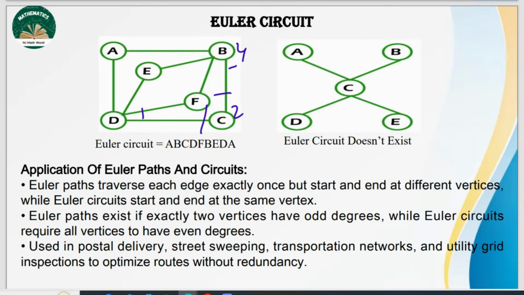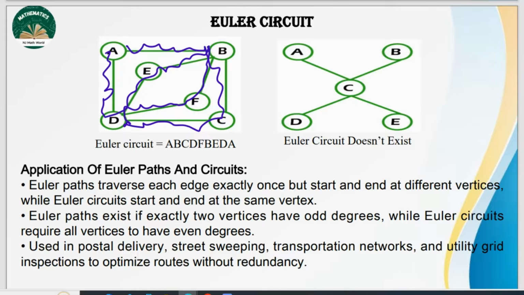It is just moving from one point to another, where the starting and ending point should be the same. We start from A to B, B to C, C to D, then D to F, F to B, then again B to E, then E to D, and then D to A. This is called as a Euler circuit.